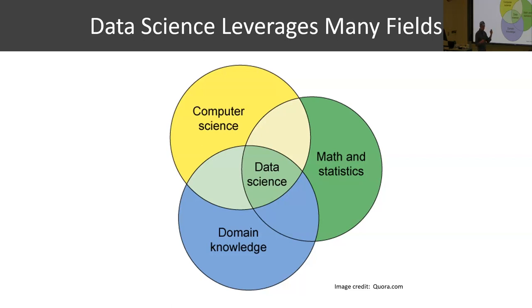And then finally, you need some math and statistics. Even though we're not going hardcore, you need to understand what probability is, for example. If someone says the model is 80% accurate, what does that mean?